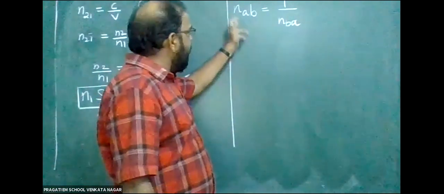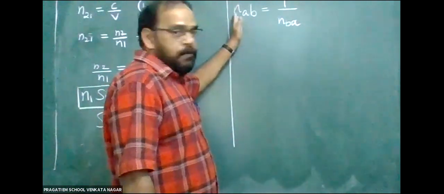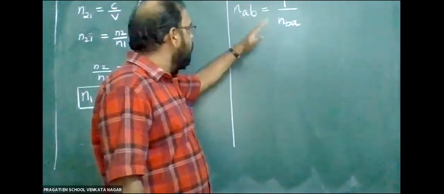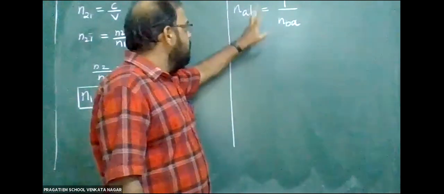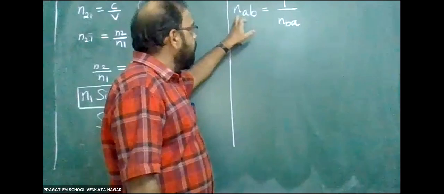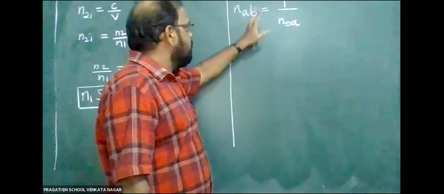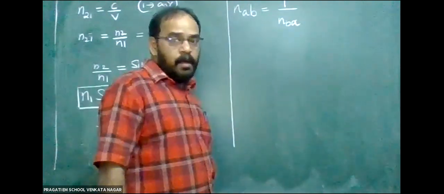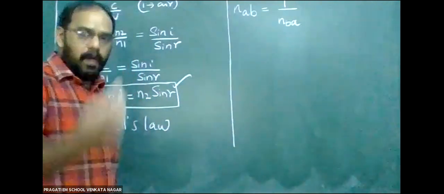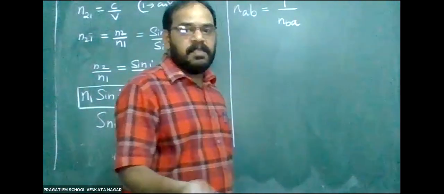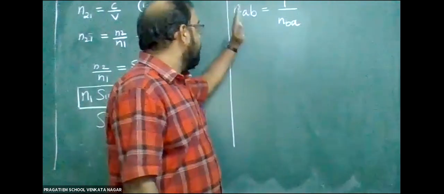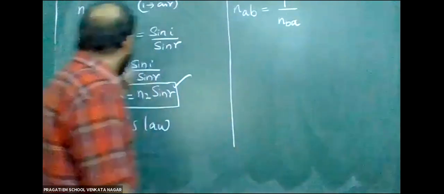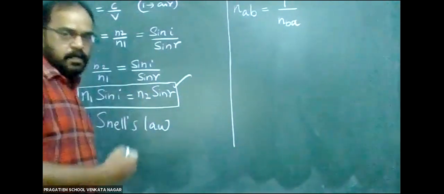Here, N of AB is the refractive index of a medium, whatever it is, glass or air, water, air and water. A is one medium, B is another medium. Here two media are there. The refractive index of medium A with respect to B is the reciprocal, the inverse, of NBA. For example, if one is 2, the other is 1 by 2. If one is 2 by 3, the other is 3 by 2. Just take the reciprocal: N of AB is equal to 1 by NBA. So these are all the important formulas of today's topic, part 1.